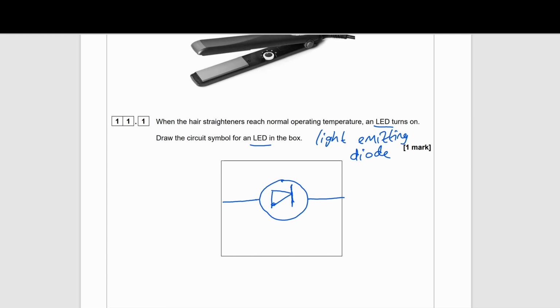So what is going to make this become a light emitting diode or LED? We need to show 2 arrows going away from it to show that light is given off, and that's our symbol for our LED.